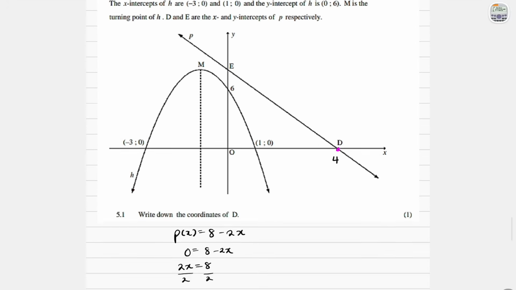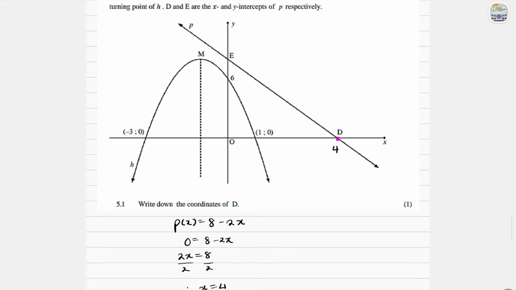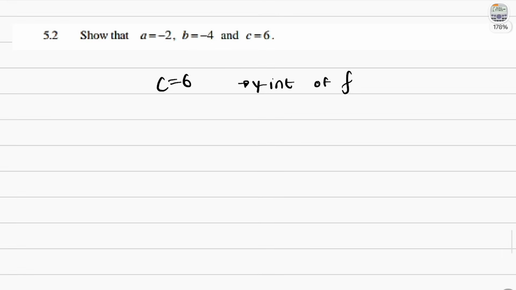And now to find the rest. You just have to look at your graph and see what they gave you. They gave you a y-intercept and then they gave you x-intercepts. If they give you this in this format, just go ahead and use the x-intercept form of this.